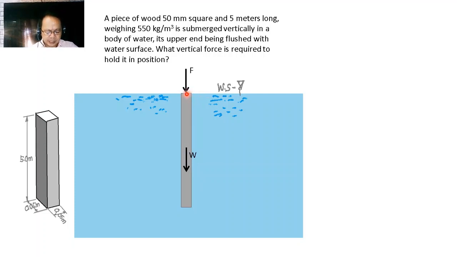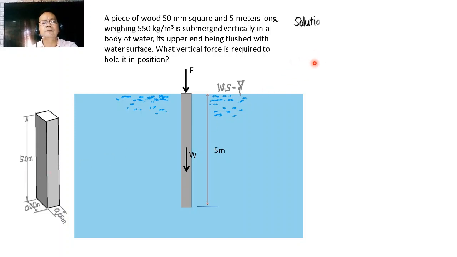When the end of the block is at this position, the question is what F is needed to keep it in this position. So we will be finding the magnitude of F that will keep the block of wood flush with the water on the upper edge. And how are we going to solve the problem? Let us imagine that at this end of the block, the total distance from the liquid surface will be equal to 5 meters, representing the height of the block.